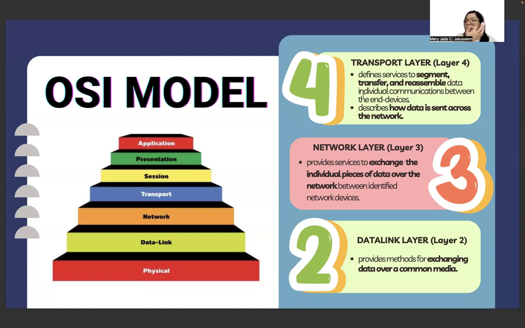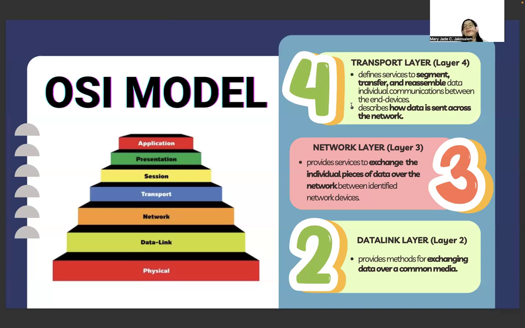Now, the third one is the network layer, or layer 3. It provides services to exchange the individual pieces of data over the network between identified network devices. So this is more on the exchange of data, from one device to another.